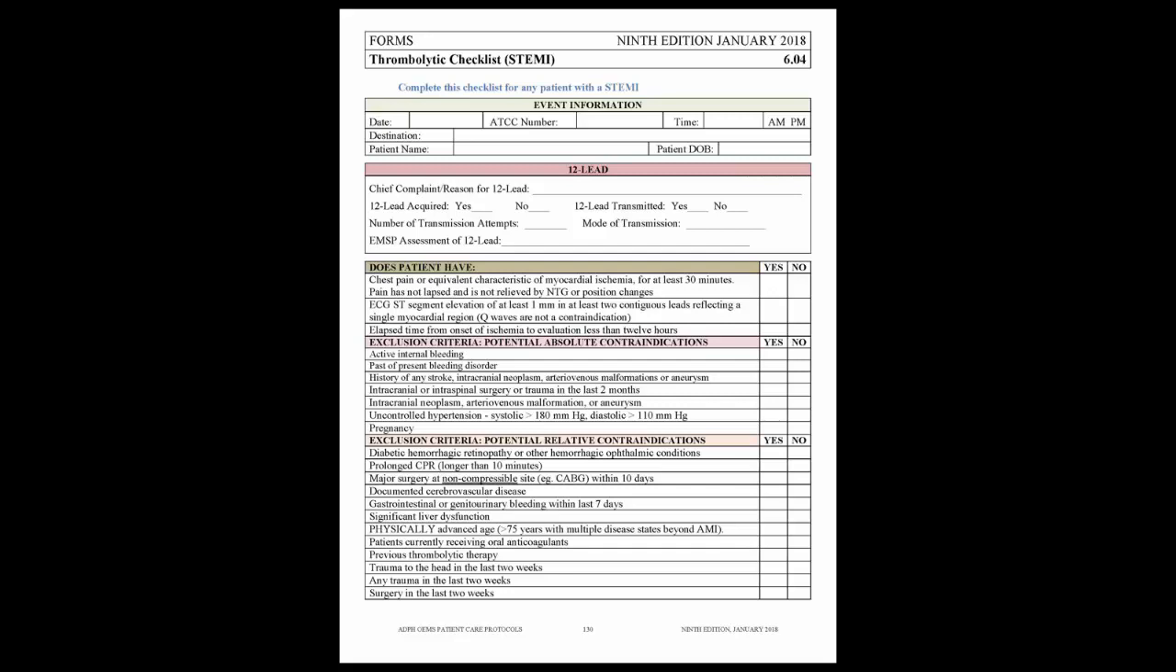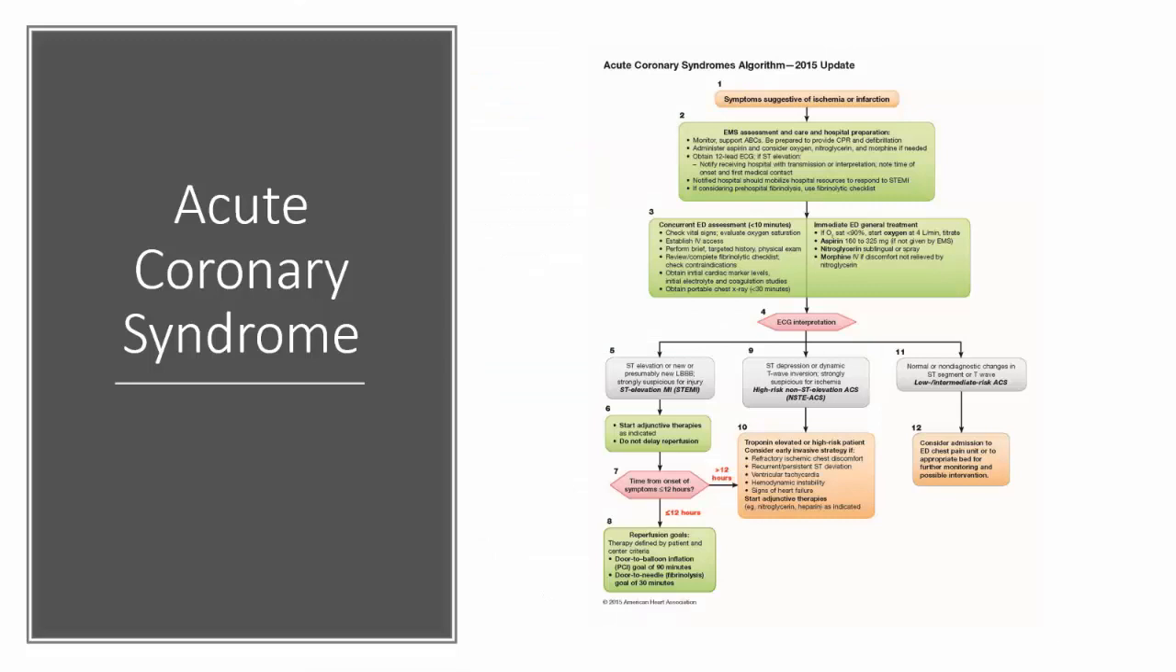This is the acute coronary syndrome algorithm from the 2015 update from the American Heart Association. I just want to quickly go through the EMS section here. So if you've got symptoms suggestive of ischemia or infarction, your EMS assessment and care should be monitor, support ABCs, and be prepared to provide CPR and defibrillation at any time. It is not above the realm of possibility that if a patient is having an active MI, they will go into cardiac arrest.